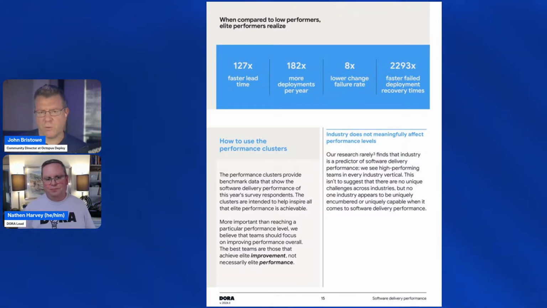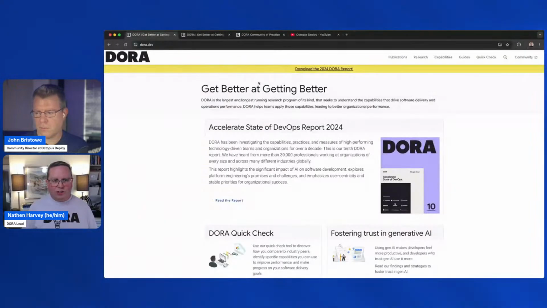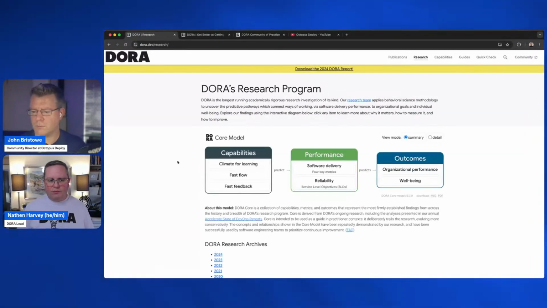So practically speaking, what does that look like? I'm Joe developer or I'm Jane developer. What are some of the things I can do right now to help me become elite? Yeah, because you want to improve, right? You want to get better. Actually, if you go over to Dora.dev and hit the research link, I'll describe to you exactly how you can get better. And this will be a nice roadmap for you to follow. So if you click on research, there we go.